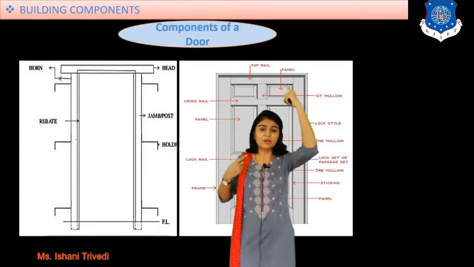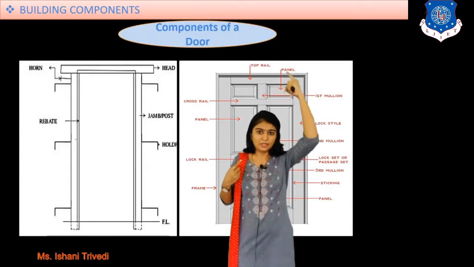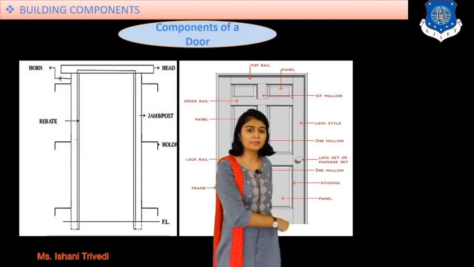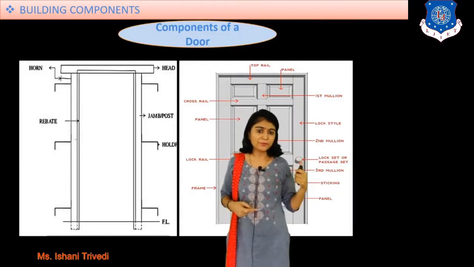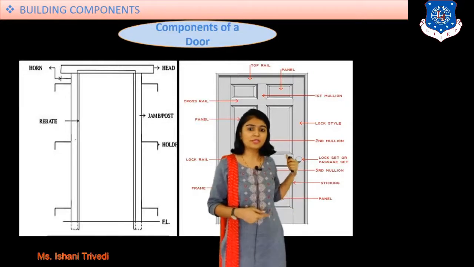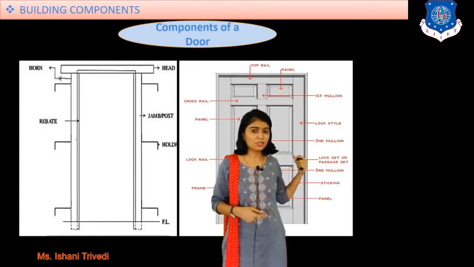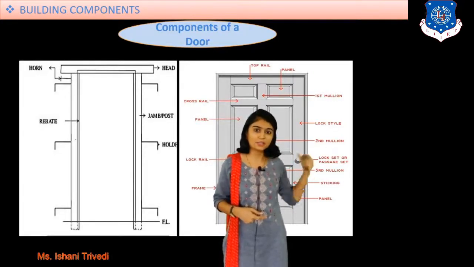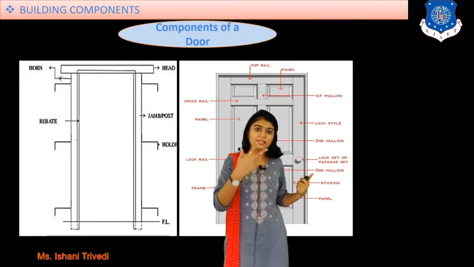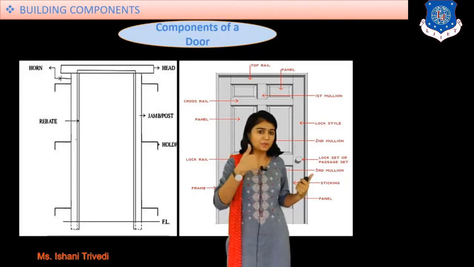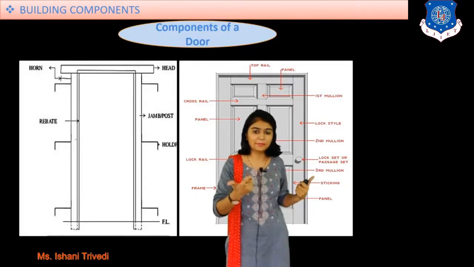Next, above the top panel, you will have the top rail. At the bottom, you will have the bottom rail. At the intermediate part, you will have the intermediate rail. You can also call it frieze rail. Near the lock, you will have the lock rail. We are calling the horizontal part a rail: top rail, bottom rail, intermediate rail. Intermediate can be two. Then one will become the lock rail and the other will become the frieze rail.